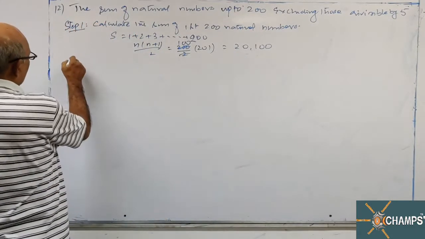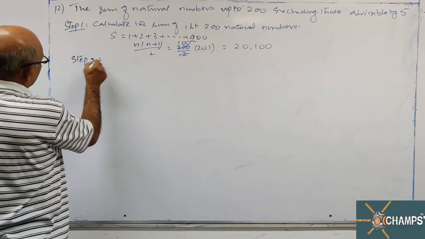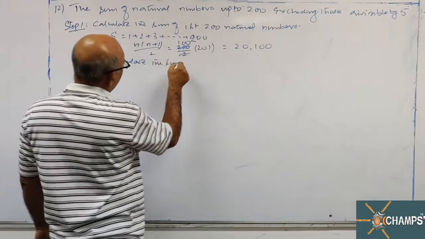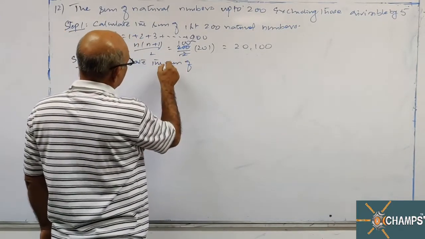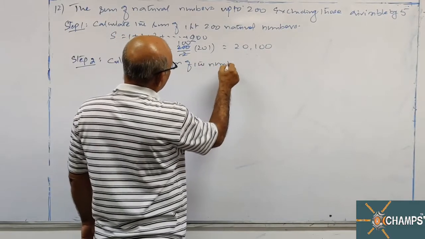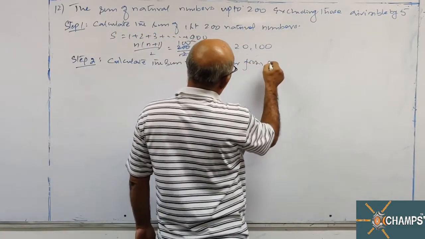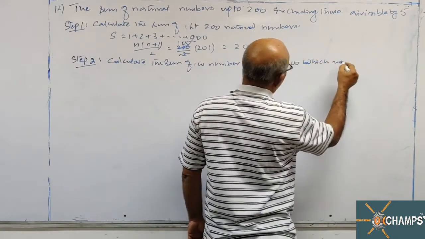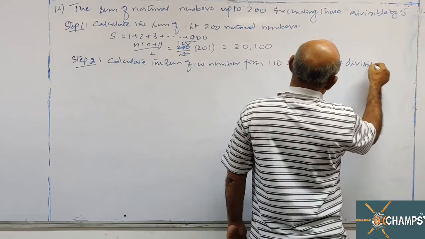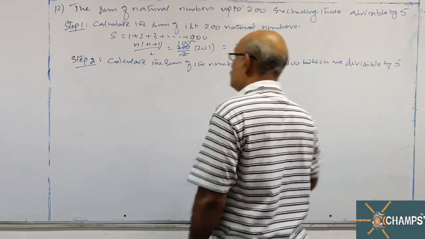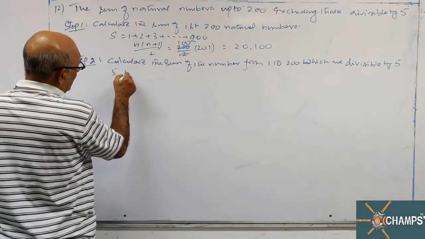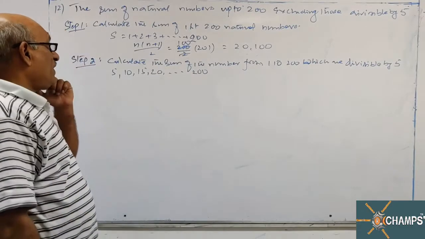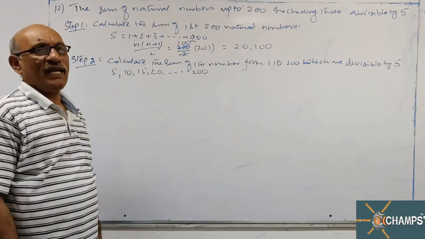Okay. Step number 2. Calculate the sum of the numbers from 1 to 200 which are divisible by 5. So 5, 10, 15, 20, etc. up to 200.